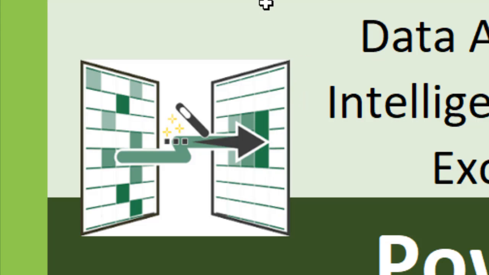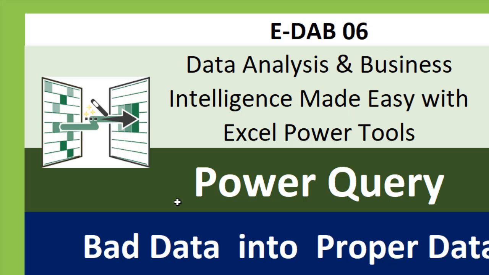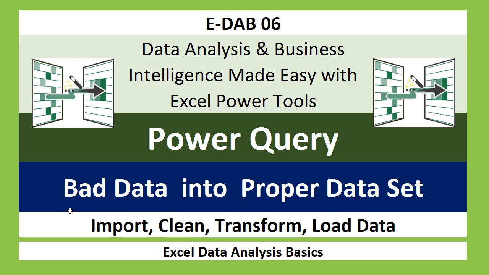Hey, I just want you to look at this picture. There's some raw data, and there's this zip arrow. Here's our useful information. And right in the middle is a magic wand. That's Power Query. Now, what makes Power Query so magic is that it can easily take bad data and convert it into a proper data set. Why is that so important? Because none of the data analysis tools work unless we have a proper data set.